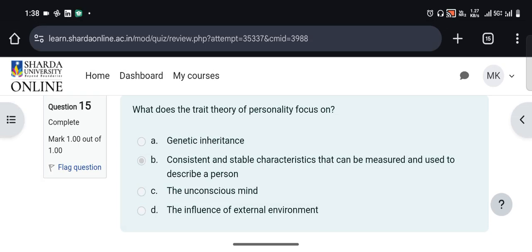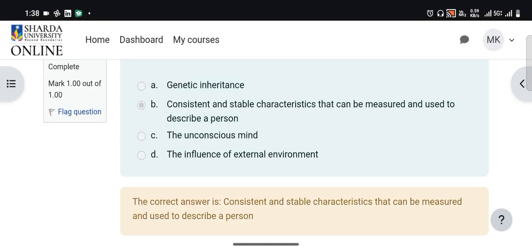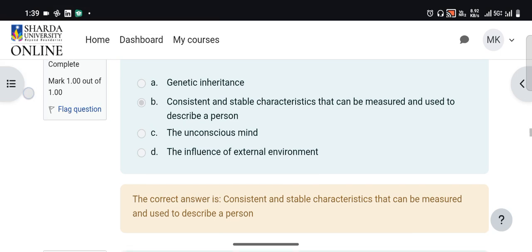Question number 15. What does the trait theory of personality focus on? Option A, genetic inheritance. Option B, consistent and stable characteristics that can be measured and used to describe a person. Option C, the unconscious mind. Option D, the influence of the external environment. The correct answer is consistent and stable characteristics that can be measured and used to describe a person.